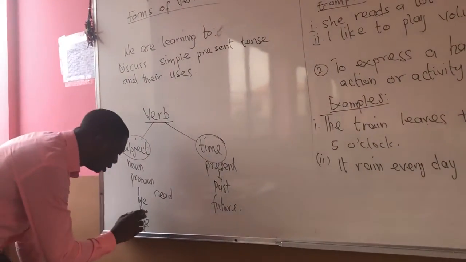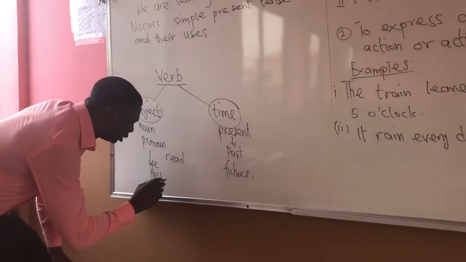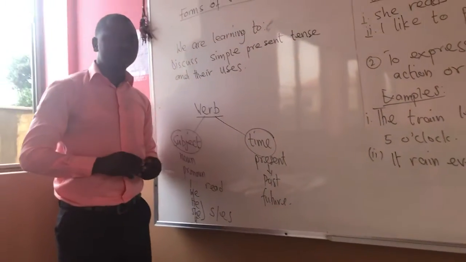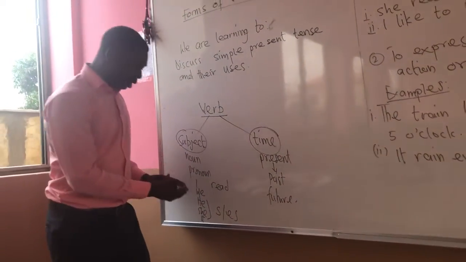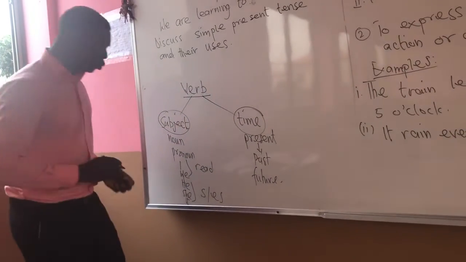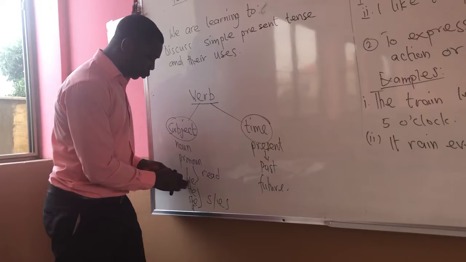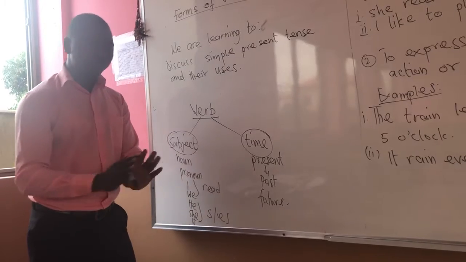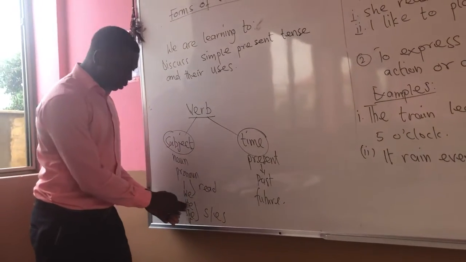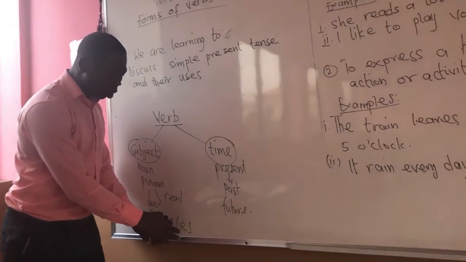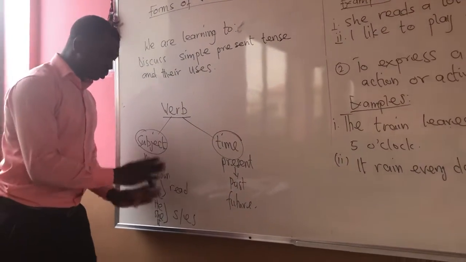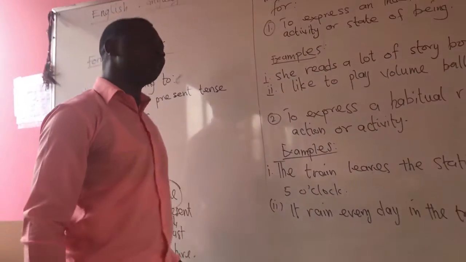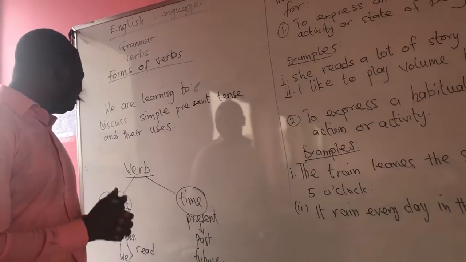But when you come to she, he, and it, you add s to the verb or es to the verb. So let's take note of this. We are saying that when you are using the pronouns I and we, don't add anything to the verb. We use the verb as it is in the present state. But when we are using he, she, and it, we add s or es to it before we use it in the sentence.